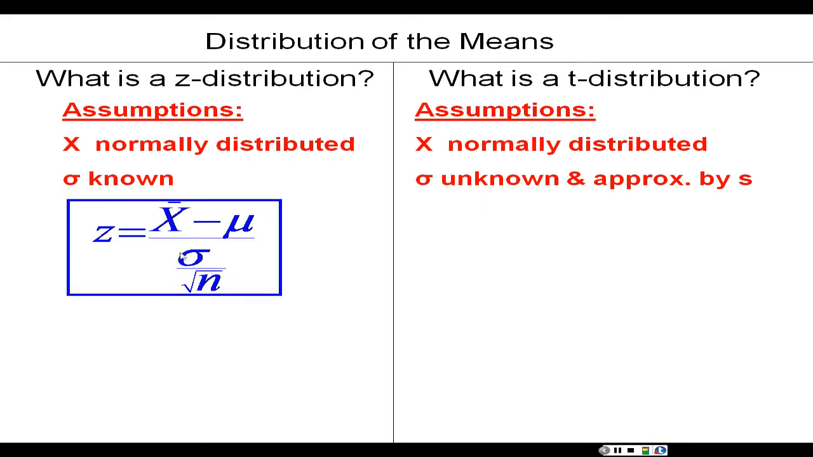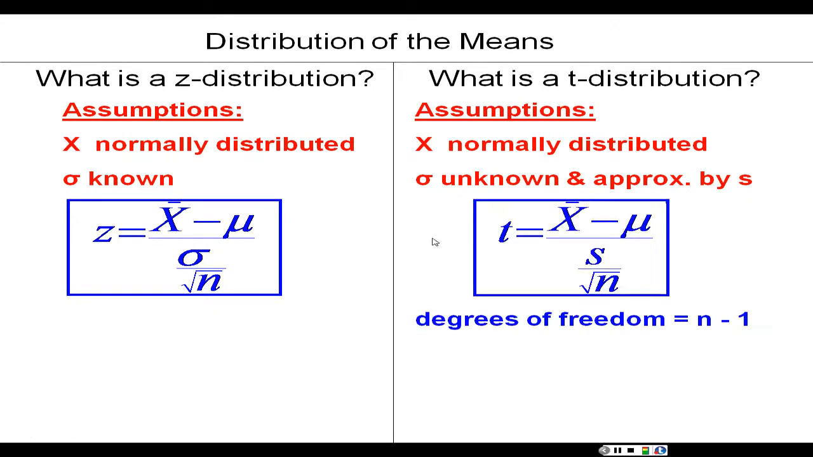Our formula for the z-score is this, to find our test value, not our critical value, but our test value. Our t value will be this one.